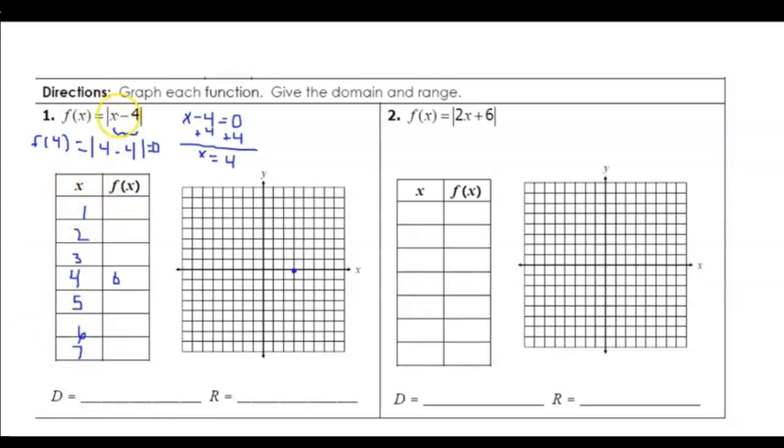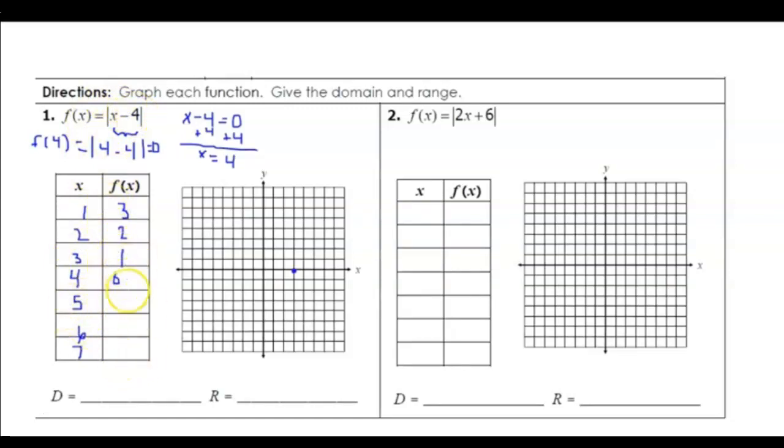If I plug in a 1 to the function, or find f of 1, I would end up with a negative 3 inside the absolute value, which I know is just 3. Absolute value of negative 3 is 3. If I find f of 2, I would plug that into the function, and I would have inside of the absolute value 2 minus 4. Well, 2 minus 4 is negative 2, and the absolute value of negative 2 is 2. If I plug in a 3 into the function, or f of 3, I would have 3 minus 4, and 3 minus 4 is negative 1. Absolute value of negative 1 is 1.